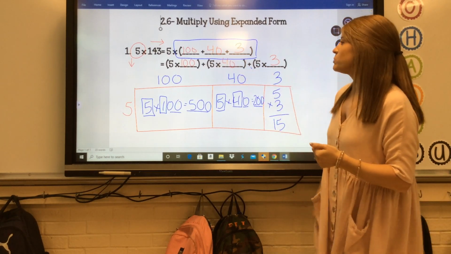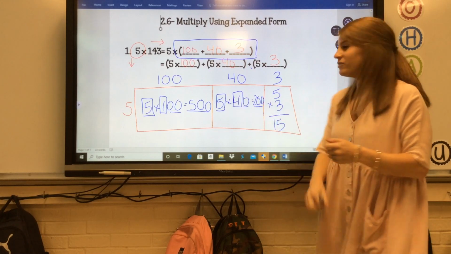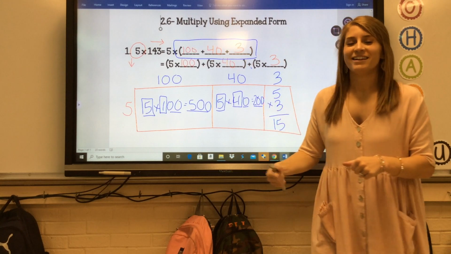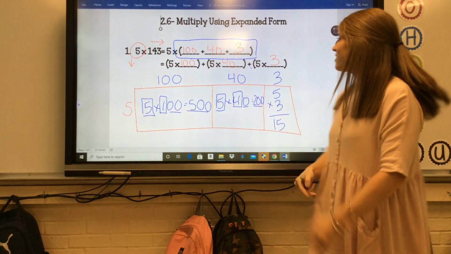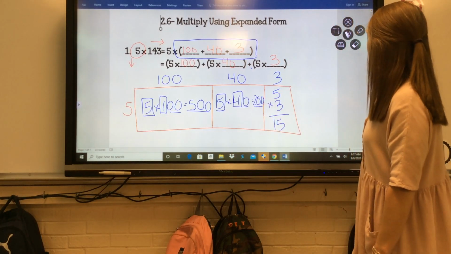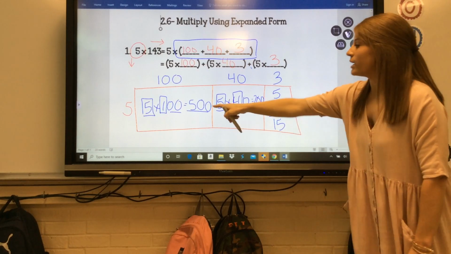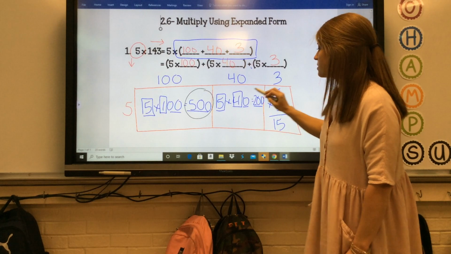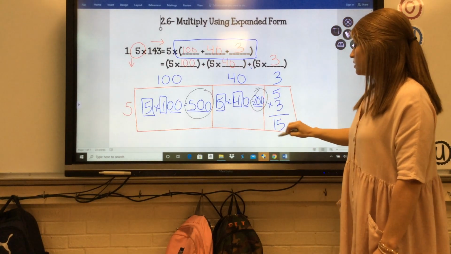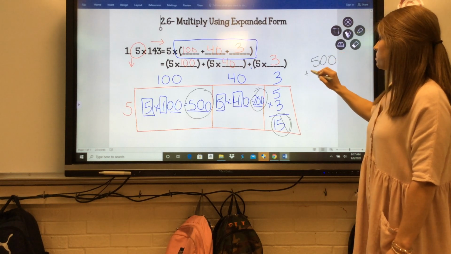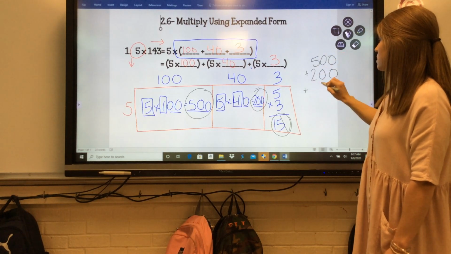So 5 times 143 is 500, 215, right? No. What do we have to do with all those numbers? Right, we've got to add those all together. So over here on the side, I'm going to go ahead and change my pen color to green, and we're going to add all those up from each of the boxes. So I've got 500 plus 200 plus 15.